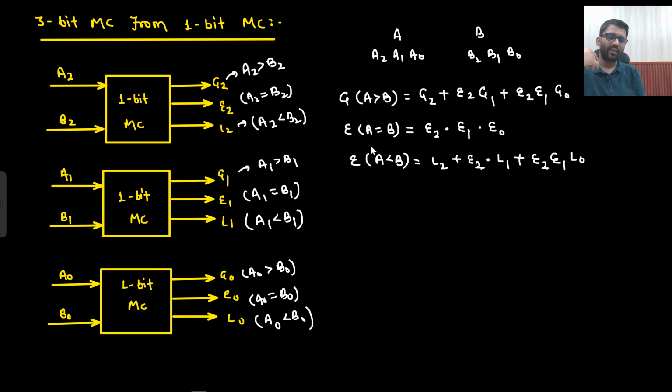So these are the conditions, and this is how you can make it. G2 you will pick, E2 you will pick, G1 you will pick, make an AND gate and then another AND gate, and in that manner connect an OR gate. So in that manner you can get a 3-bit magnitude comparator from 1-bit magnitude comparators.